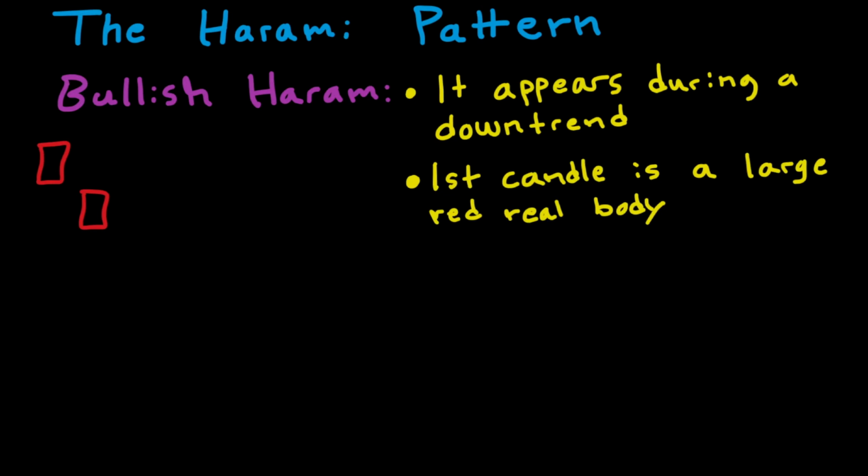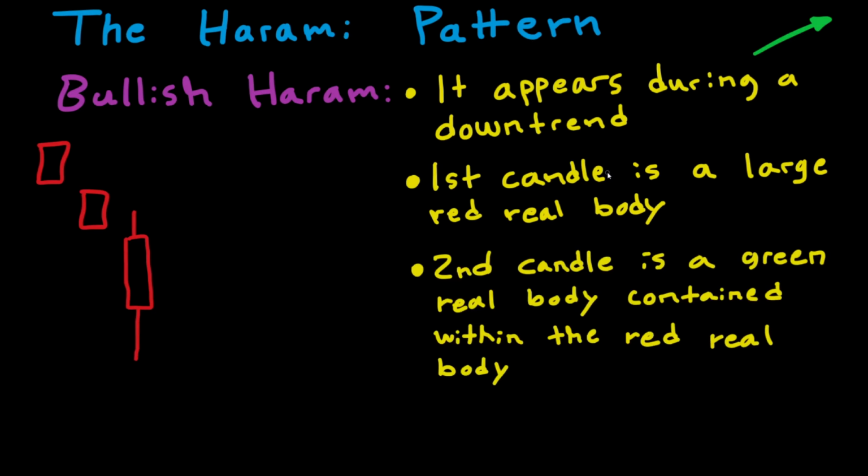And by the way, if you are unfamiliar with any terms I'm using in this video, I have a video about some basic candlestick terminology, and I will link it up in the corner. But the first candle is a large red real body. The real body is basically the part that looks like a rectangle. So this is the real body, and it can have some shadows. Maybe look something like this.